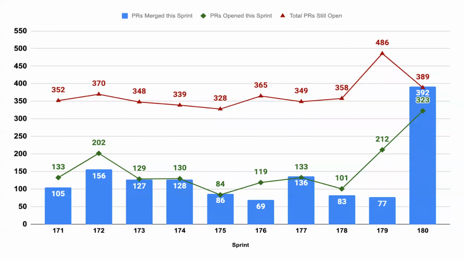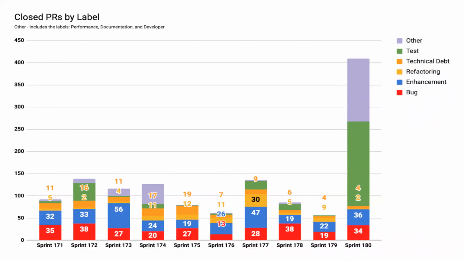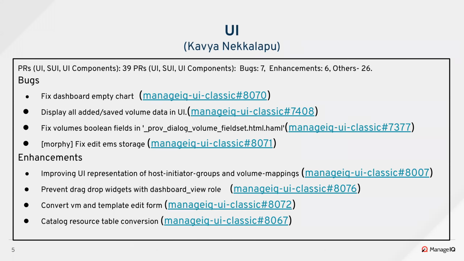So this sprint, as you can see, there was a big change upwards in number of pull requests merged as well as opened. Primarily that is due to us switching from Travis to GitHub Actions. That caused a lot of pull requests to be created. And you can actually see that here in this next slide, which shows that, in terms of bugs and enhancements, we were in line with previous sprints, but the tests and the other stuff, that kind of took up most of the pull request space. With that, I will turn it over to Kavya.